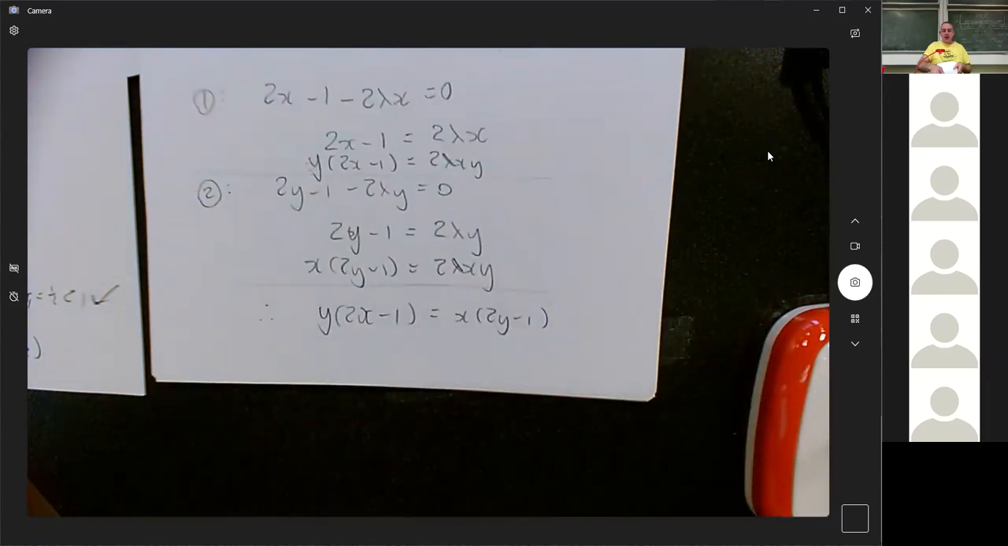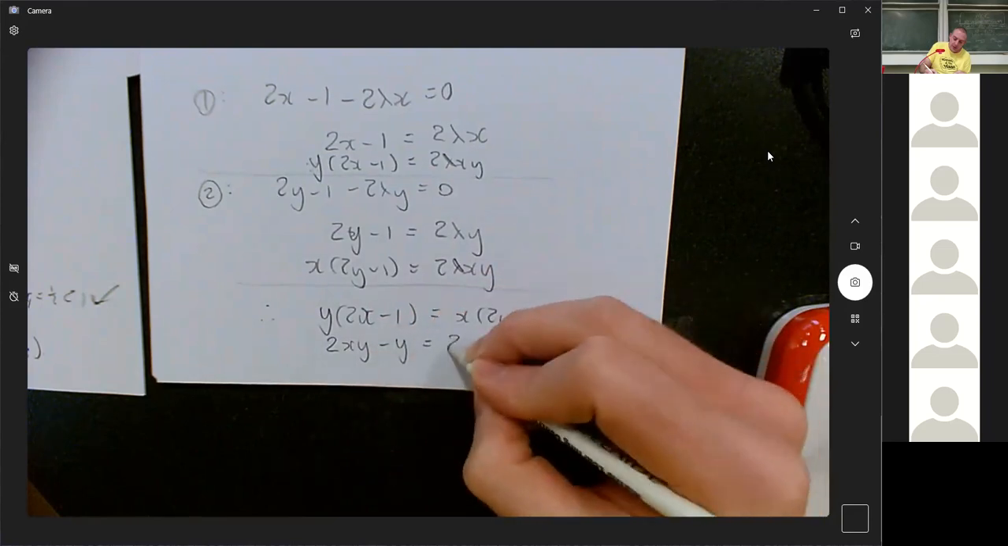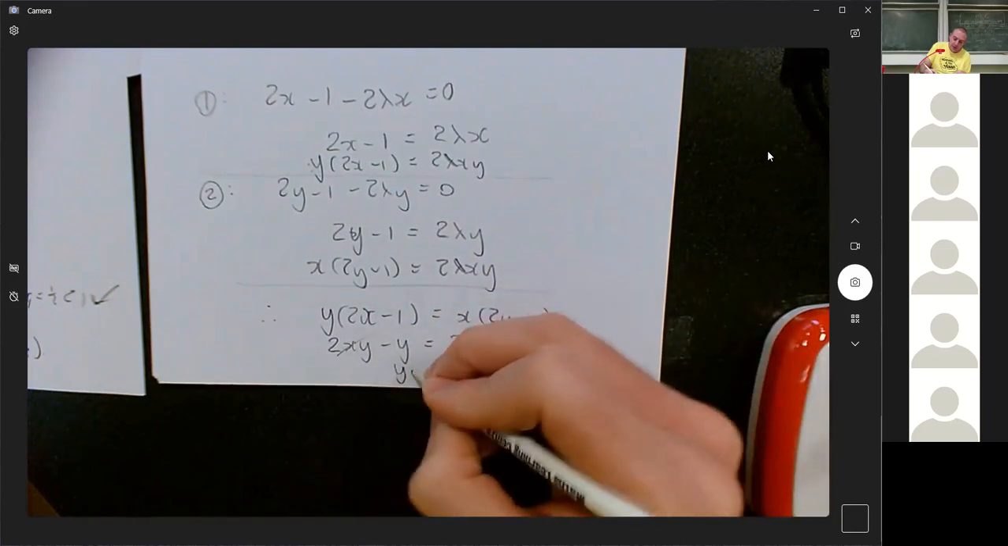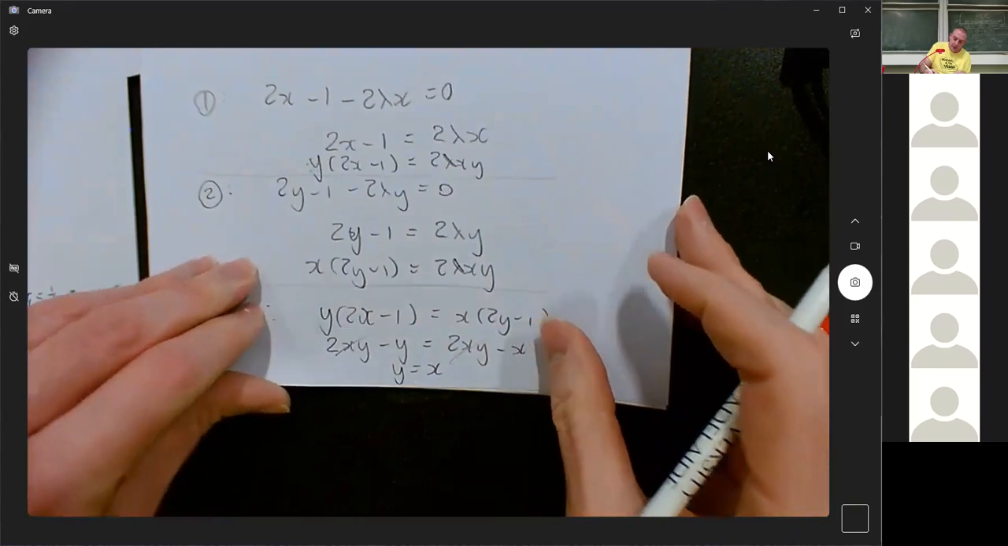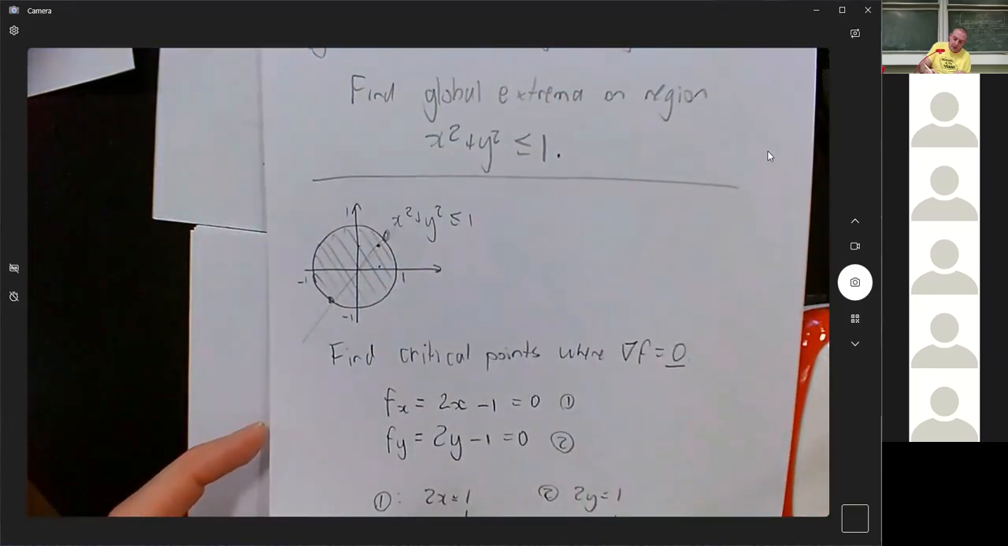Combine them together. Since they're both equal to the same thing, they must be equal to each other. Right? 2xy minus y is 2xy minus x, and they cancel. Oh, look, y equals x. That's cool. So this is telling me that the maximums will be on the line y equals x, which is this line here. So it'll be these 2 points here where the maximums and minimums happen.